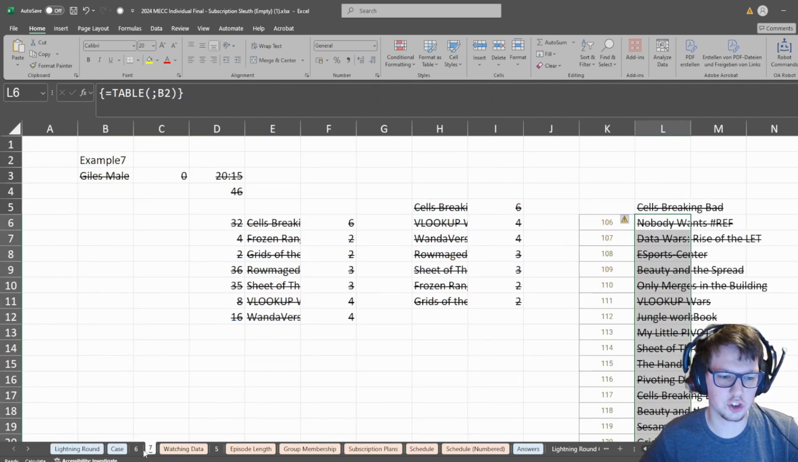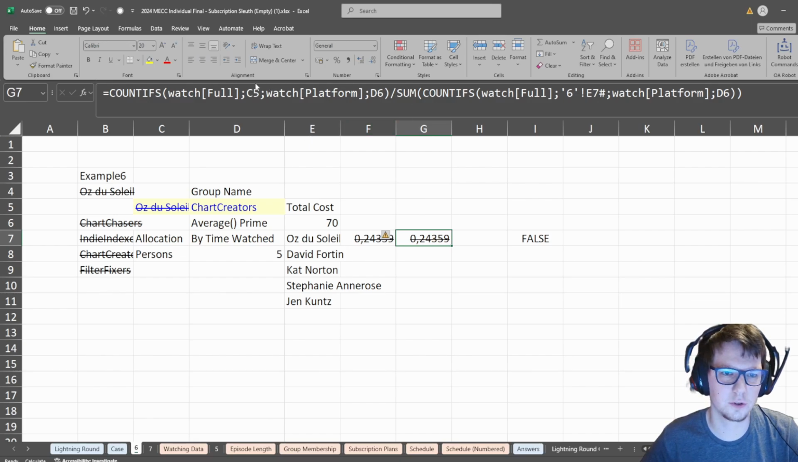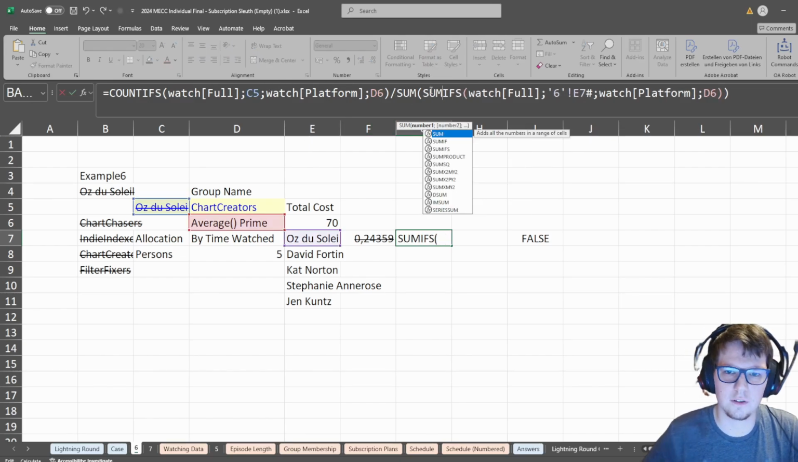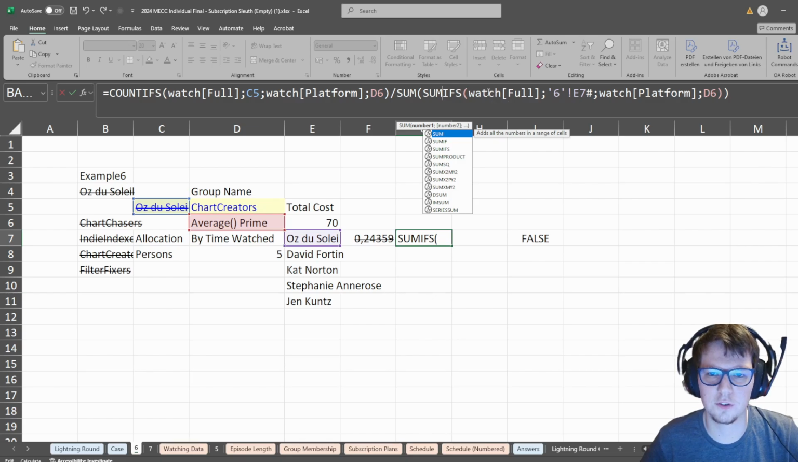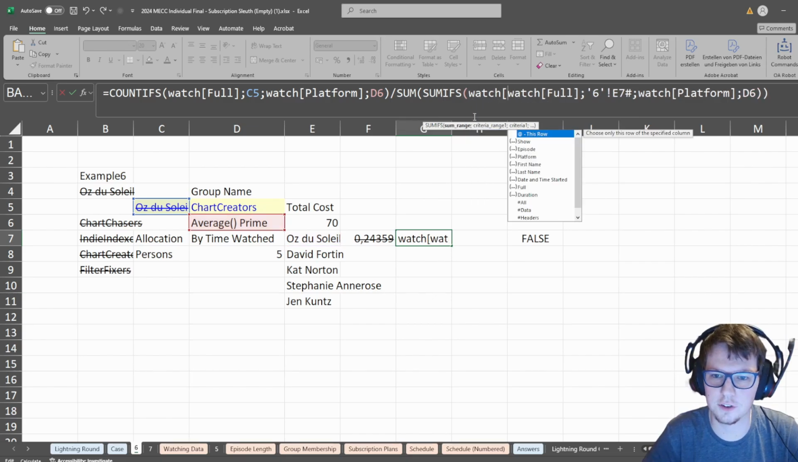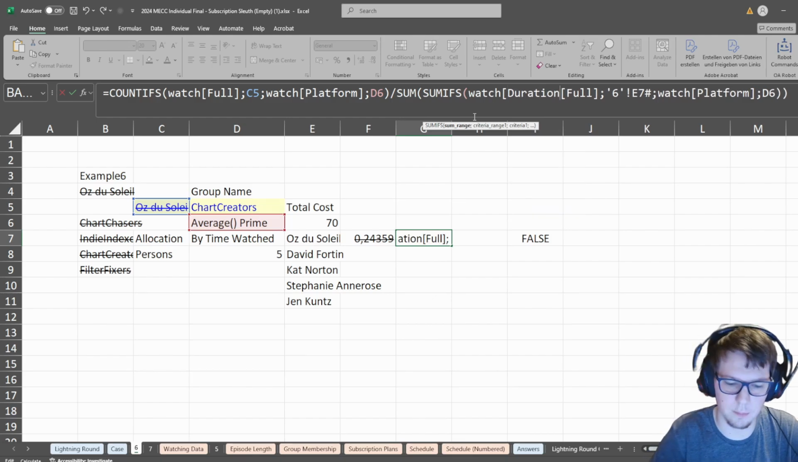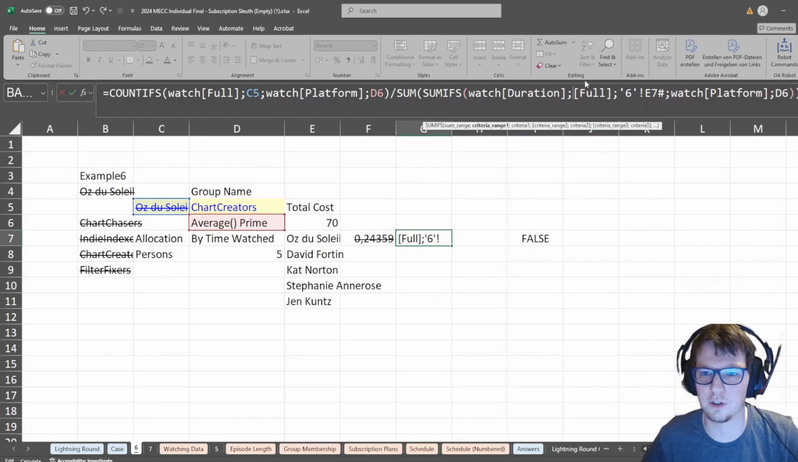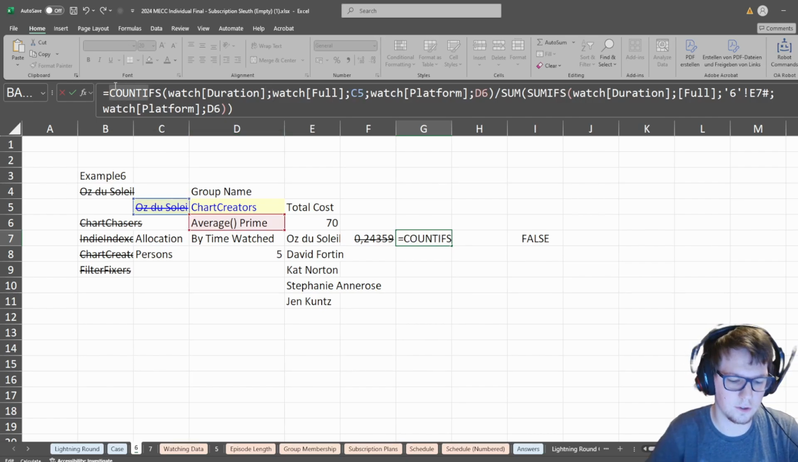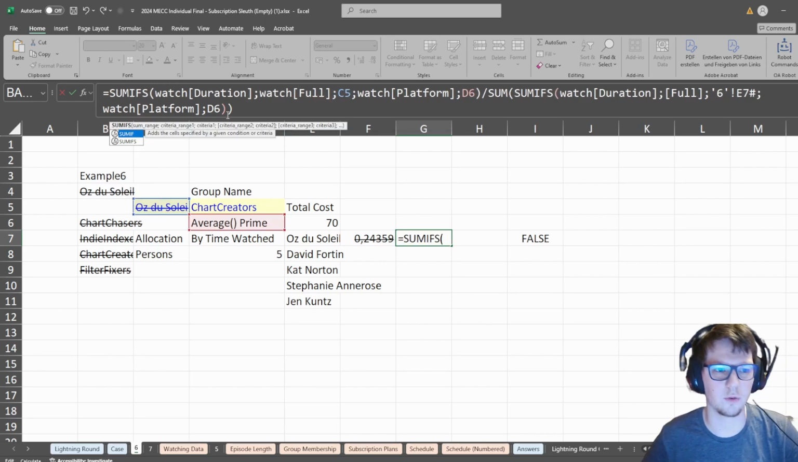So we just need to adjust this formula a small part because we have to include SUMIFS instead of COUNTIFS, and we have to sum the duration, and here we have the criteria, and this is the same thing right here for only us.